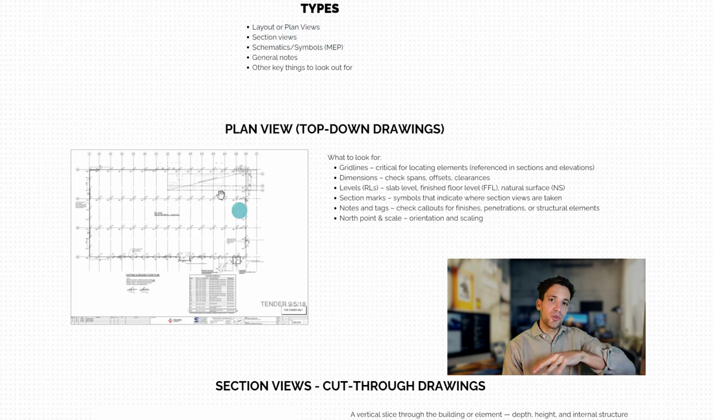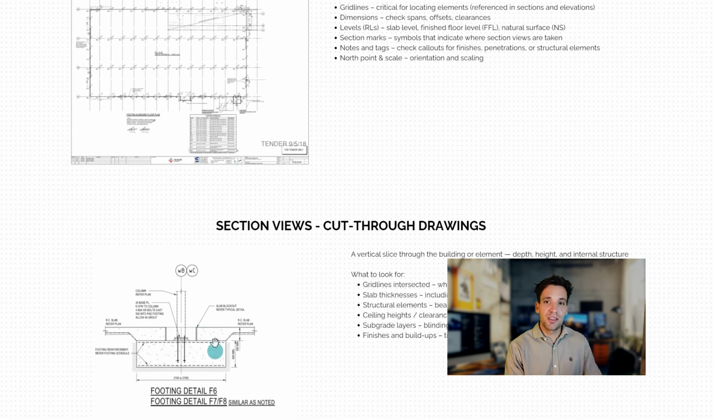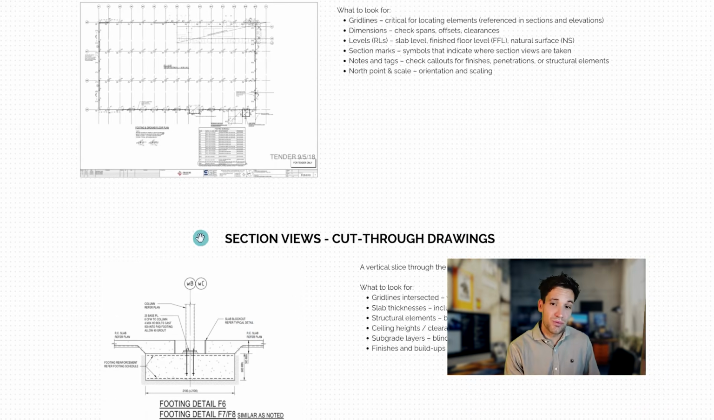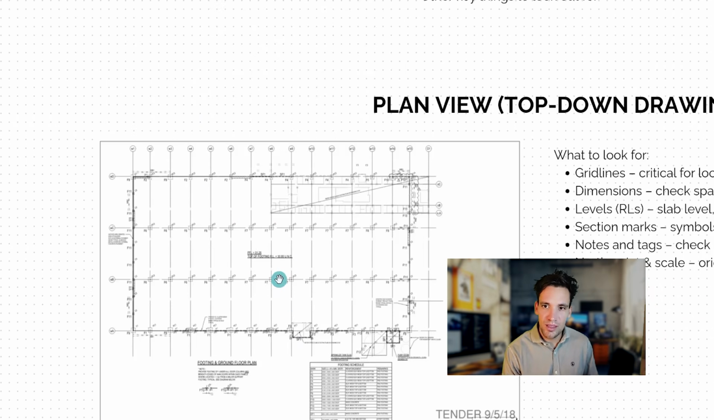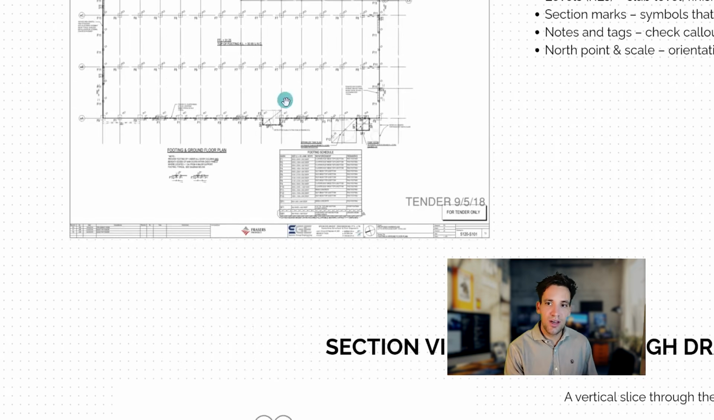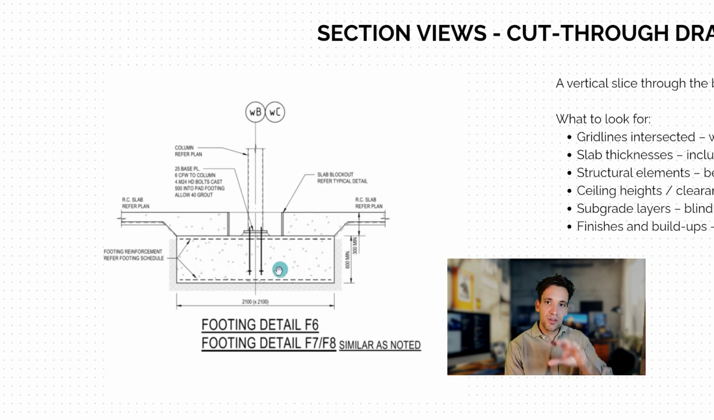So a plan view drawing is going to show us where everything is, and our section views are going to show us the actual specific detail. For another example, this is the footing layout drawing. You can see there's different, or I can't zoom in enough here, but you say footing type F7 or F6, we can see this is the section view of that footing.